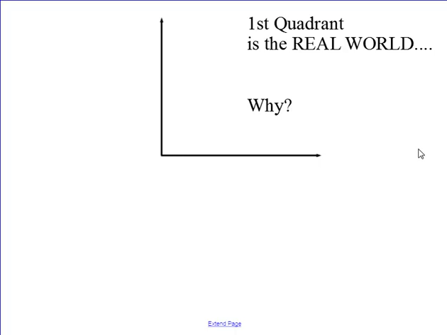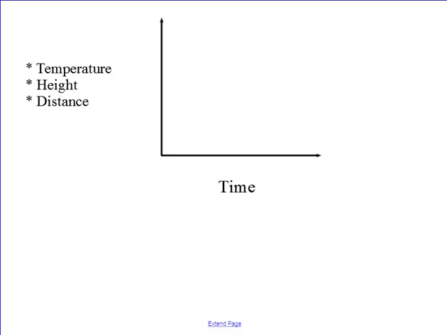Well, because in the real world, we don't really have negative measurements. Time is positive, distance is positive, and things like that. And because of that, things occur in the first quadrant. Now we're going to be looking at what are sometimes referred to as piecewise functions, or functions that are made up of different lines going in different directions.